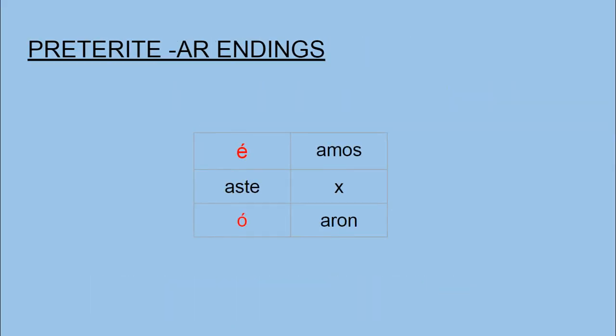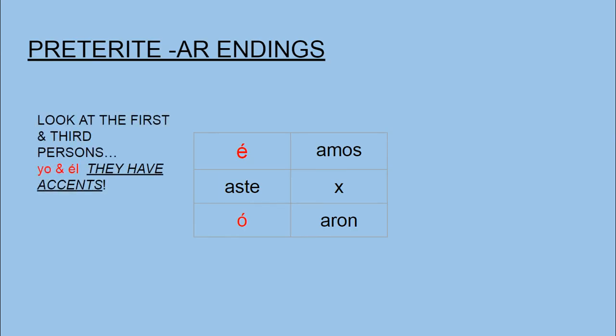The preterite endings are é, aste, ó, amos, aron. I want you to notice the two red letters, é and ó, that's first person and third person. The yo and the él, they have accents. So when you write it, make sure that you write a dark accent.